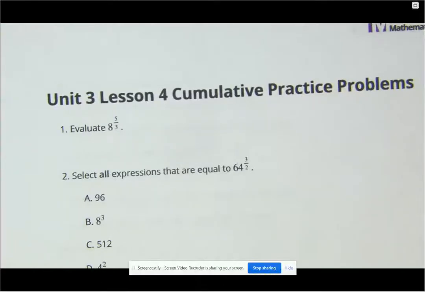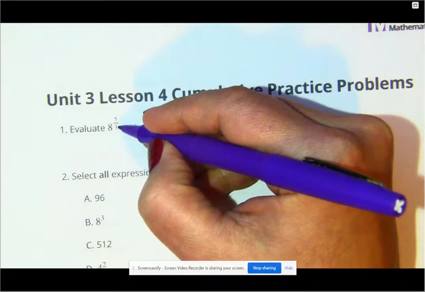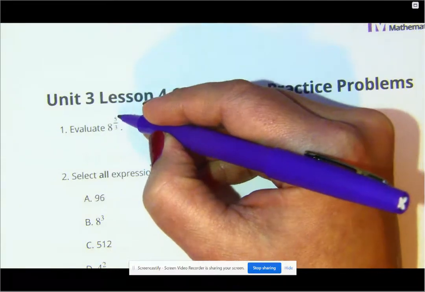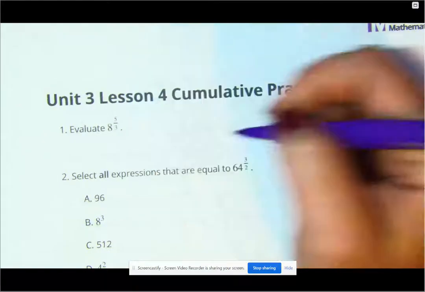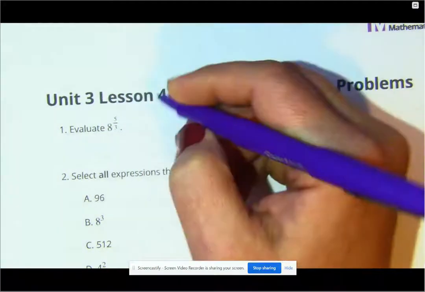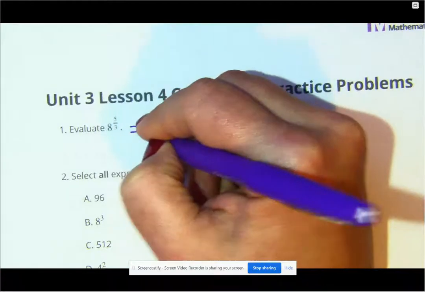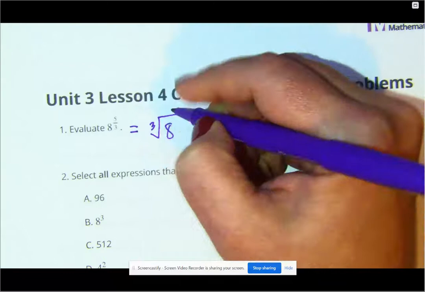Number 1 says evaluate 8 to the 5/3 power. So what we've learned is that this denominator is the root I'm taking and the numerator is the power it's being raised to. Now, I'm going to rewrite it. Some people might be able to process that without rewriting it. I think it makes more sense to rewrite it. So that means I want the cube root of 8 to the 5th power.